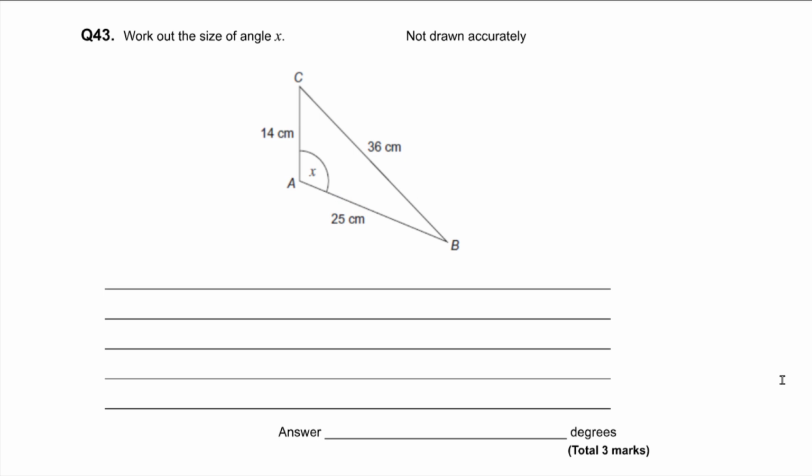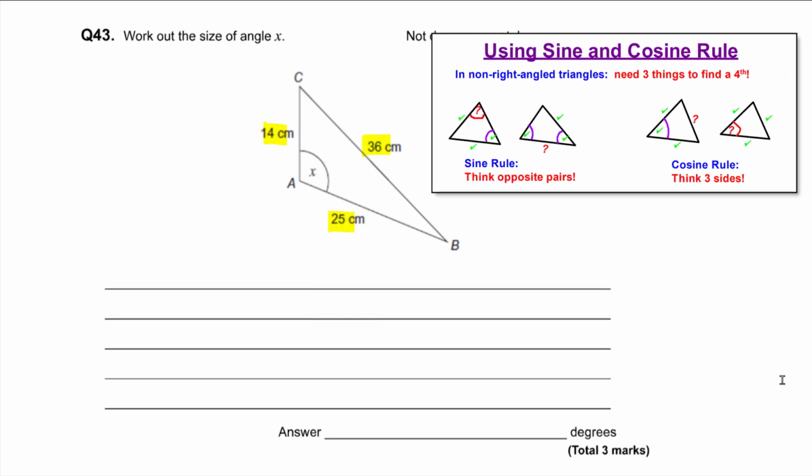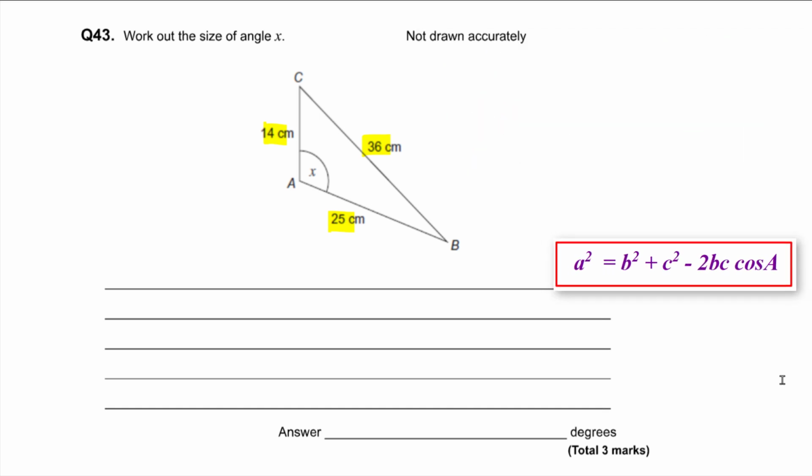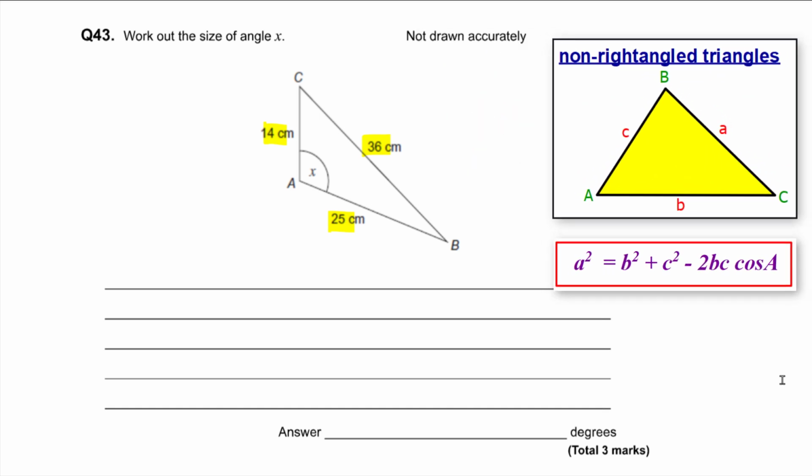Question 43, work out the size of angle X. Now, this is a find-an-angle question, but notice again, we've been given 3 sides, 14, 25, 36. 3 sides, going to be the cosine rule. Okay, so let's label up our sides. A is opposite A, so that's a little a there. C is opposite C, B is opposite B.